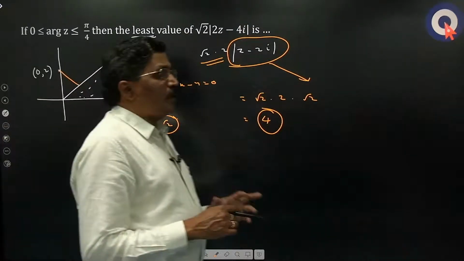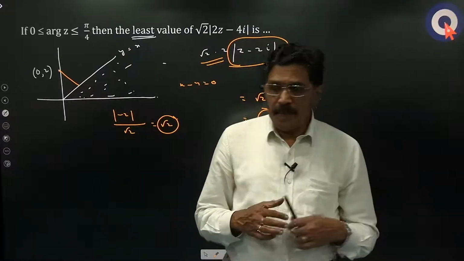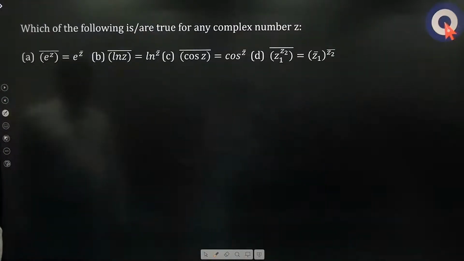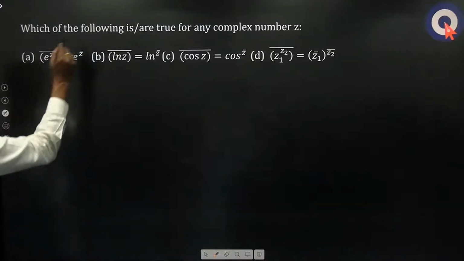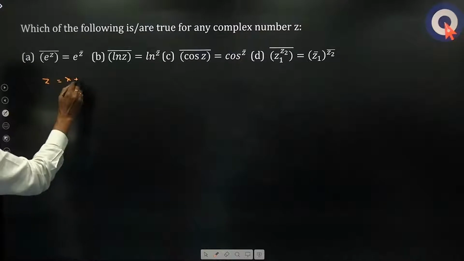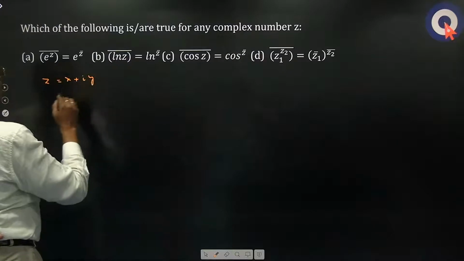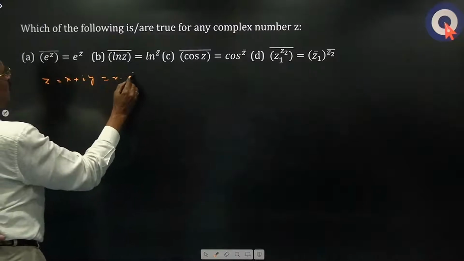So the geometrical interpretation will save a lot of time and we can do it quite quickly. Which of the following is true for any complex number z? All right. Let z be, let us say, x plus iy, and that also we can write as r into e to the power of i theta.